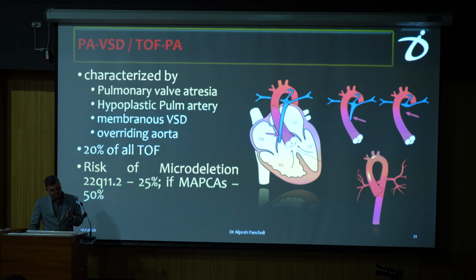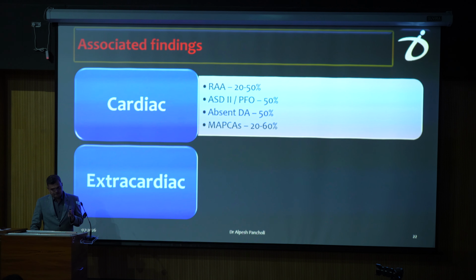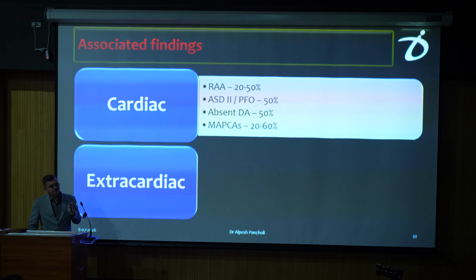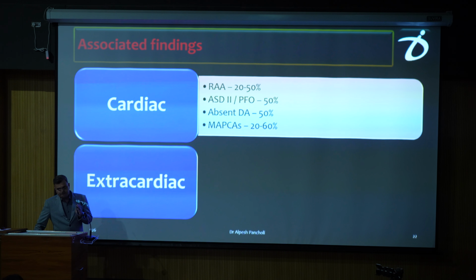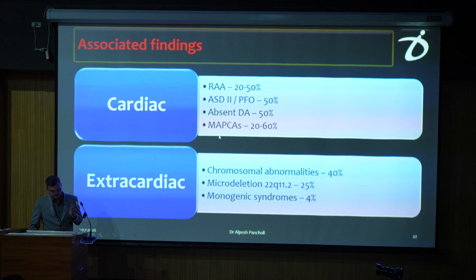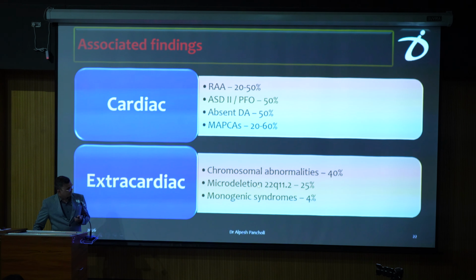Cardiac: right aortic arch is in about 20 to 50% of the cases, ASD2 in 50% of the cases. There can be absence of ductus arteriosus as well in about 50% of the cases, and MAPCAs are in about 50 to 60% of the cases. Chromosomal abnormalities are common, in about 40% of the cases. Here the deletion DiGeorge syndrome risk increases by 25%, and single gene disorders can be present in 4 to 5% of the cases.